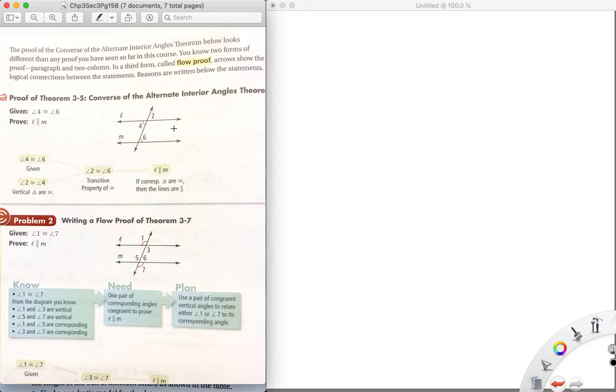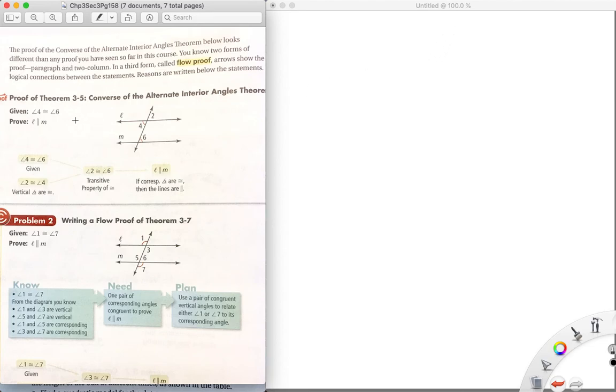I'm really not a big fan of flow proofs. I am way less of a fan of flow proofs than I am of paragraph proofs. Paragraph proofs at least make sense. Flow proofs can get really, really messy, and I think it's way more trouble than it's worth. It is just gross and nasty and disgusting, but okay.